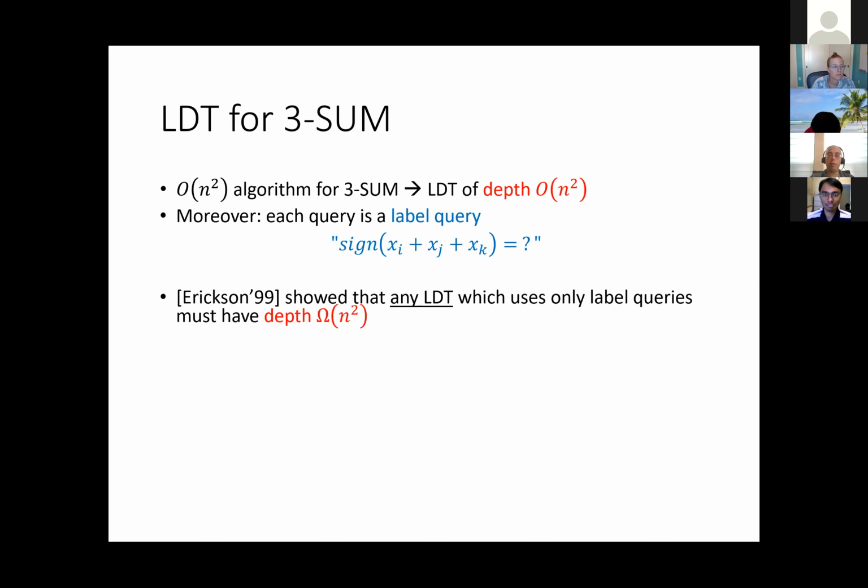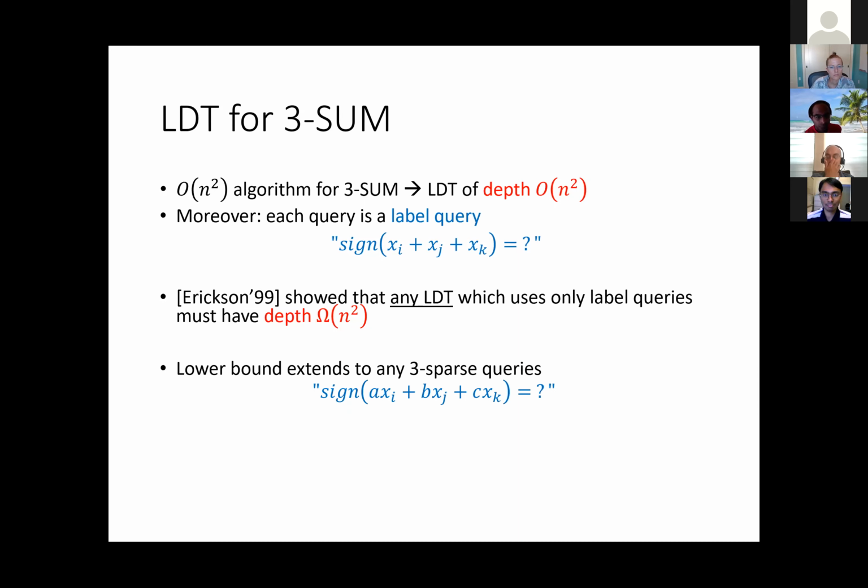And in a very influential paper in the late 90s, Ericsson proved that if you're only allowed to make these types of queries, then actually quadratic time is necessary. You cannot beat quadratic time. So this seems very promising. Maybe we can prove that 3-sum requires quadratic time, at least in this model of linear decision trees.